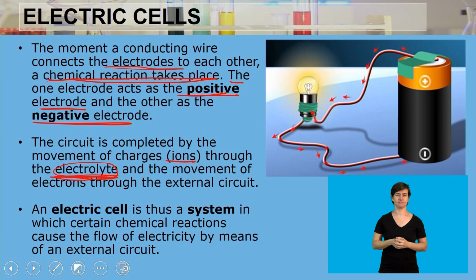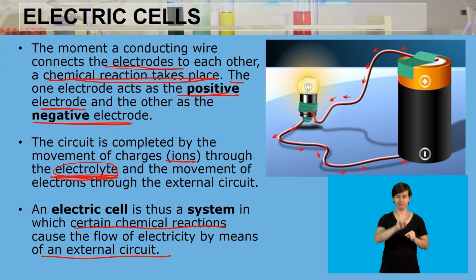So an electric cell is thus a system in which certain chemical reactions cause the flow of electricity by means of an external circuit. What we are saying is that the electrons are going to be moving from one electrode, passing through the wire, to the other electrode. That means one electrode is going to be losing electrons and the other one is going to be gaining the electrons that are lost by the first electrode.